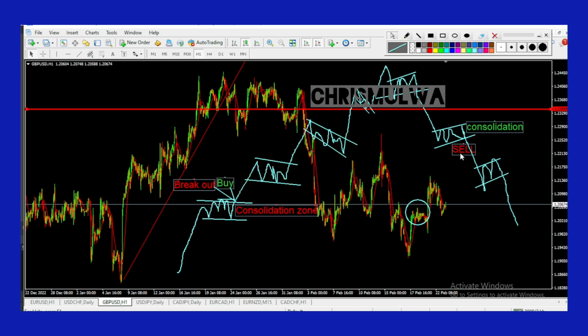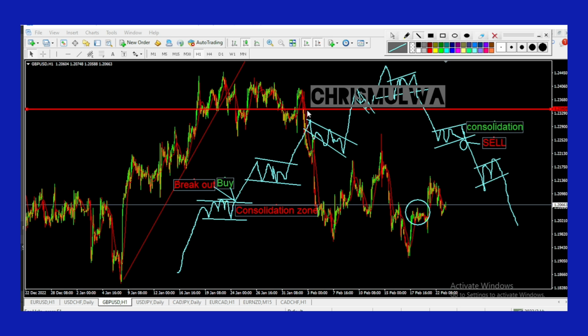So our sell position is at this point. This is where our sell is. That is where our sell is. So it is as simple as that.